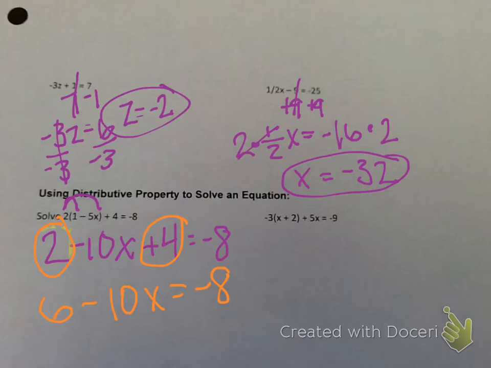And now I have just a two-step equation, but I have to remember that my 6 is being added to -10x. The negative belongs to the 10. So to get rid of 6, I would subtract 6. I have -10x left over equals -14. Divide by -10, and I get x equals 1.4.